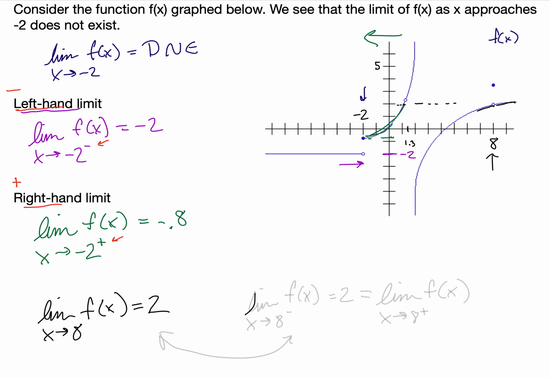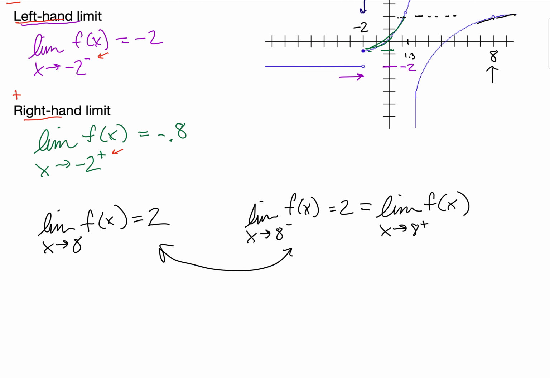And that means that the limit as x approaches 8 from the left of f of x is equal to 2. And that's also equal to the limit as x approaches 8 from the right of f of x. So when the left-hand limit and right-hand limit are equal, that means that the limit overall does exist. So the limit overall exists if and only if the left-hand and right-hand limits are both equal to the same value. So let's look at another example.